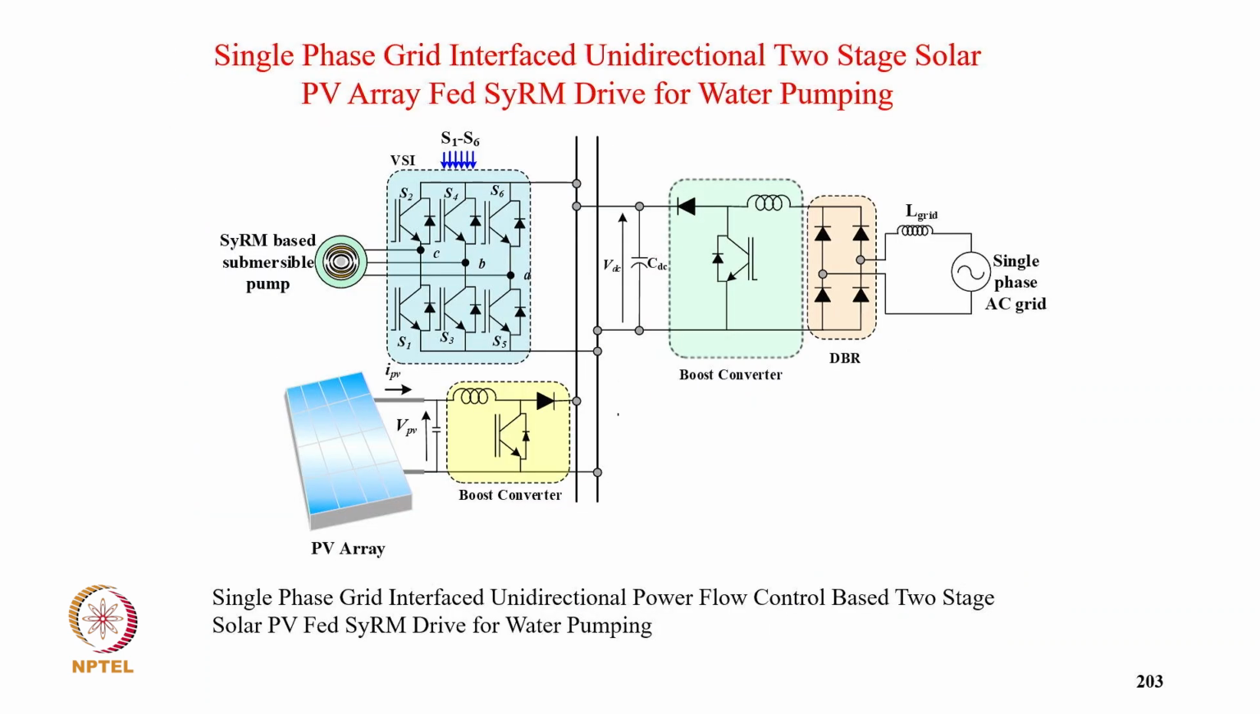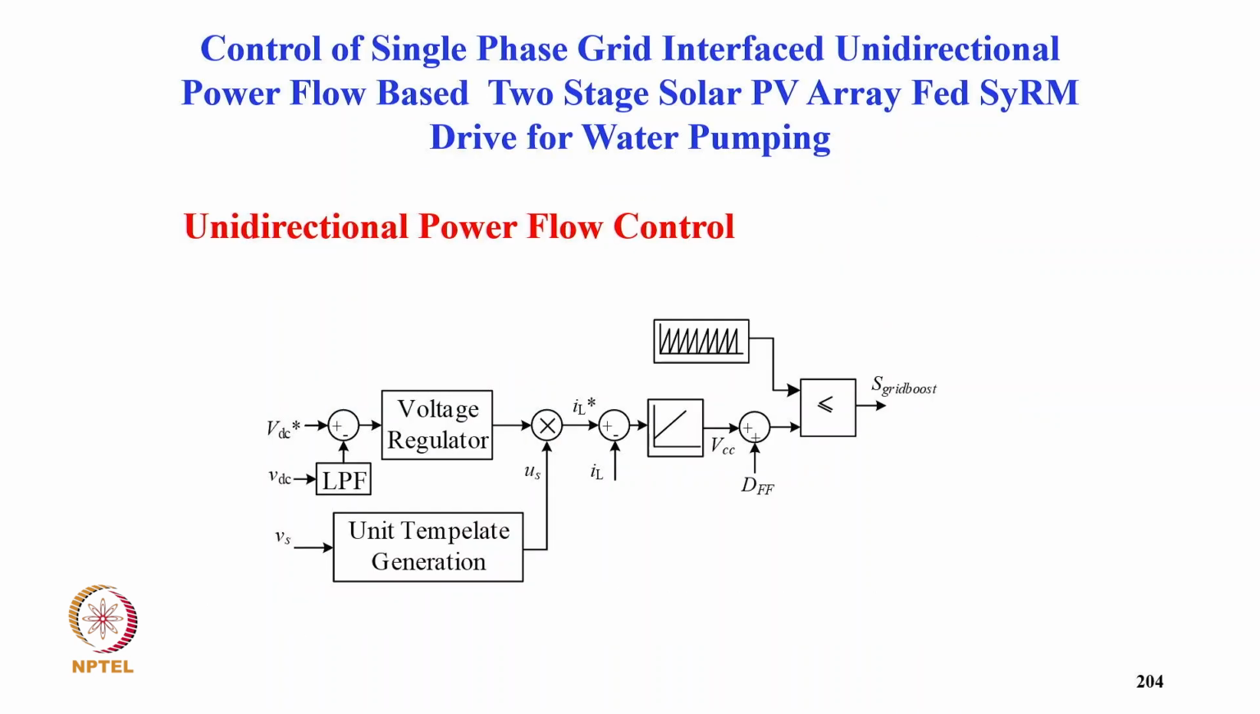So now there is a single phase grid interfaced unidirectional two-stage PV array fed synchronous reluctance motor drive. We have a PV array with a boost converter on the DC link, and we have a PFC boost converter with the single phase grid on the DC link. Whatever power is available from PV, we take it. The remaining power comes from the single phase grid through the boost converter with power factor correction, and we are able to get uninterrupted water pumping from this synchronous reluctance motor drive.